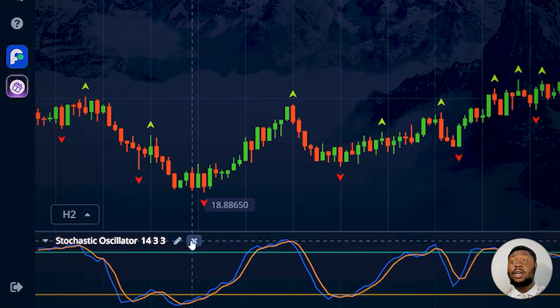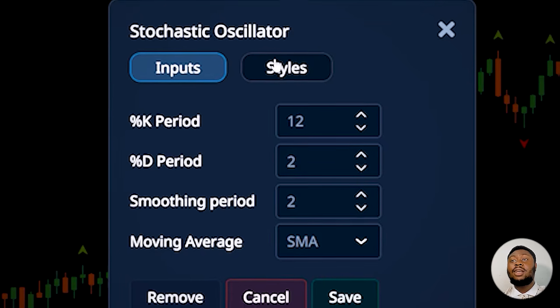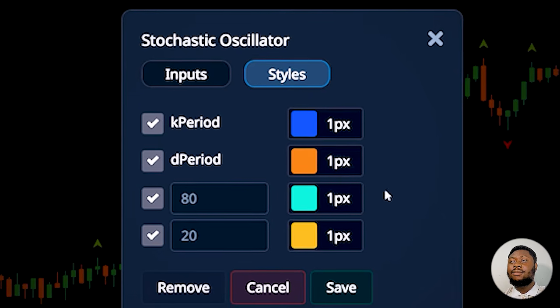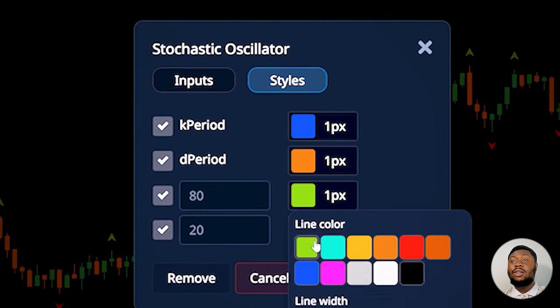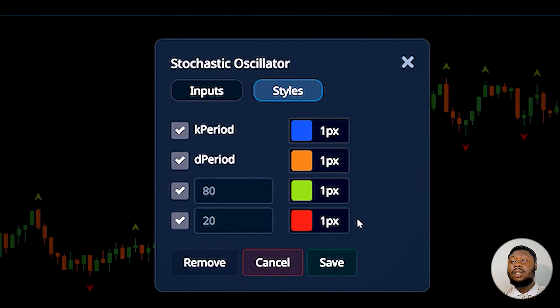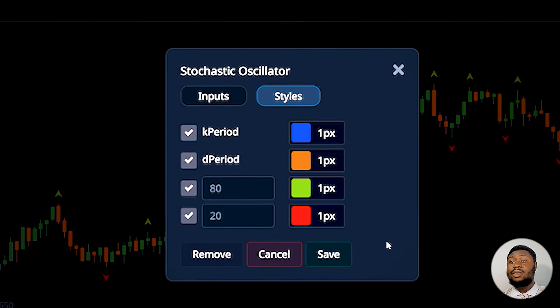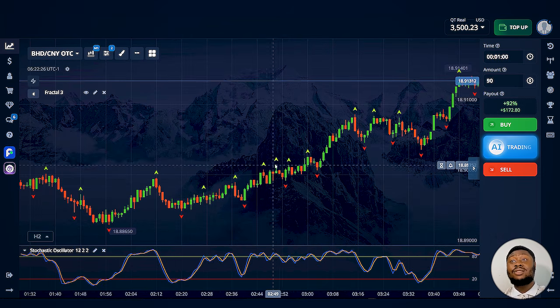Now let's move on to stochastic oscillator. The K period needs to be reduced to 12. The D period will also be reduced to 2. The smoothing period will be 2. And the type will remain SMA. In the style settings, the line colors will remain standard. Level 80 will be green and level 20 will be red. Now this completes the settings and I'm ready to start the session.